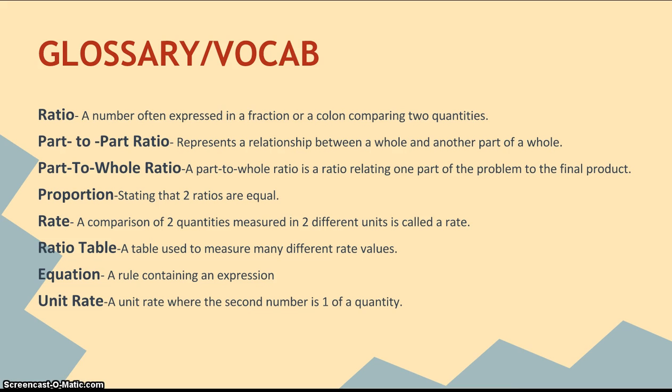A rate is a comparison of two quantities measured in two different units. A ratio table is a table used to show many different rate values. An equation is a rule that contains an expression. And a unit rate is a rate where the second number is a quantity of 1.